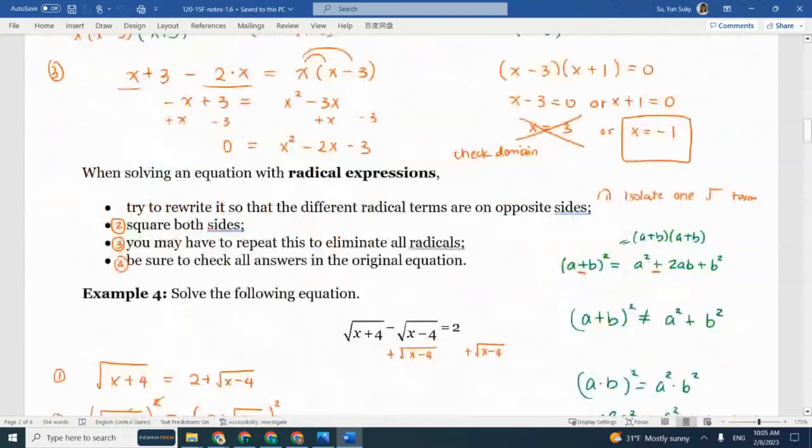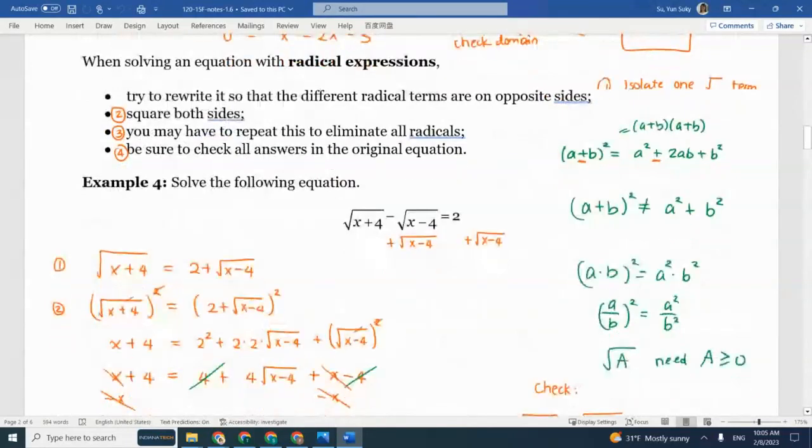How about radical expressions? Radical expressions also have a domain. We need the things inside the square root to be greater than or equal to 0. You cannot have the square root of a negative number because that is a complex number, not a real number. Right, everybody?